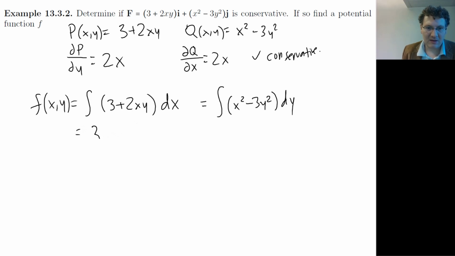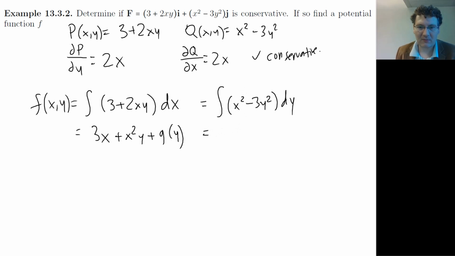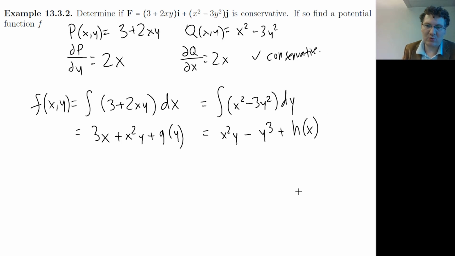This is going to be 3x plus x squared y plus g of y. Because if you took the derivative with respect to x, any function of y would be wiped away. On the other hand, if you integrate this Q of x, y with respect to y, you're going to get x squared y minus y to the third, and then plus any other function of x, which would have been wiped away when you took its derivative with respect to y.